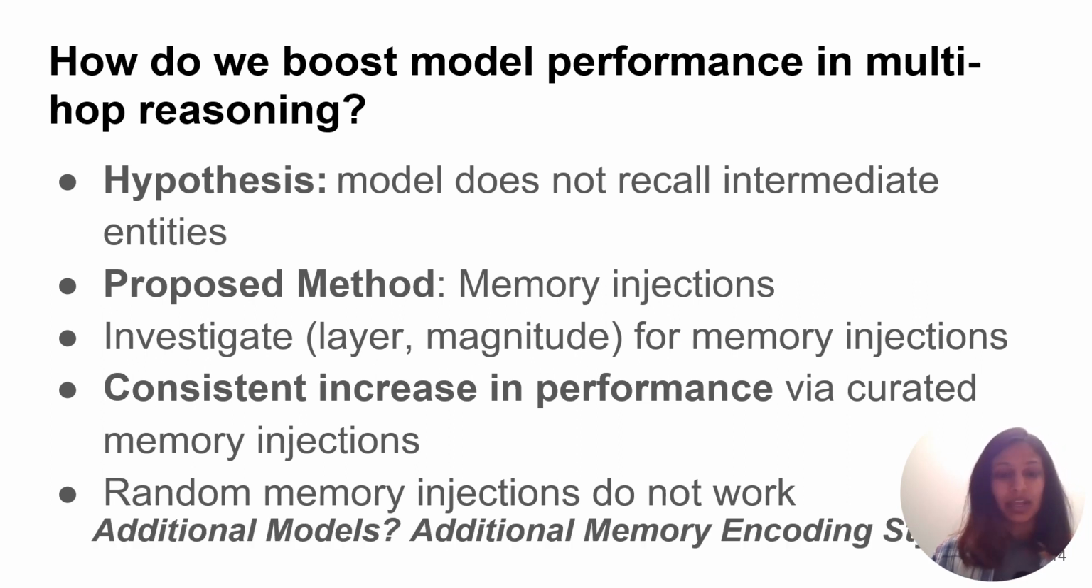The next step is to ask the question, what happens if we introduce additional models to these types of experiments? And thus far, we've only seen one way of encoding a memory. Is there more than one way of doing this memory encoding?